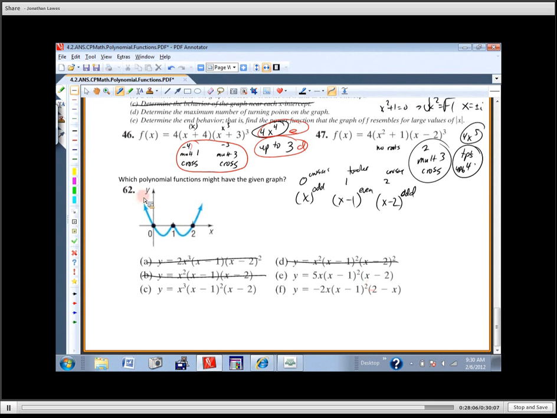This one starts up here and ends up here. So it's got to be like x to the 4th or x to the 6th or something like that. But it's got to be positive, right? Let's check and see. Well, that one's positive. That one's positive. How about this one right here?